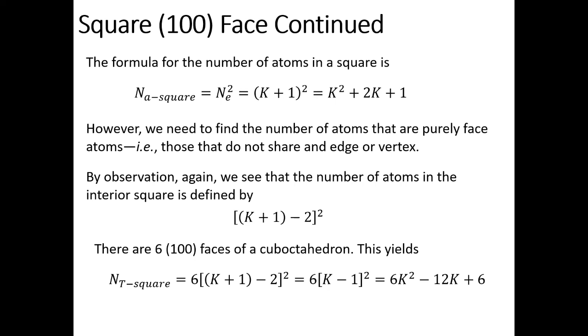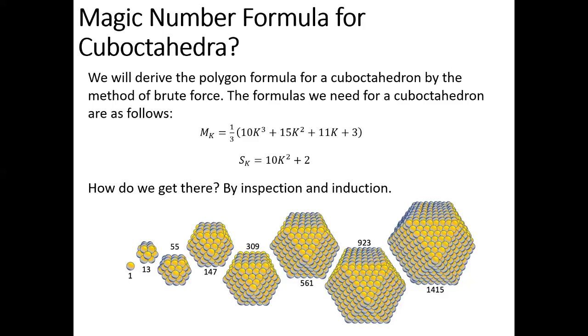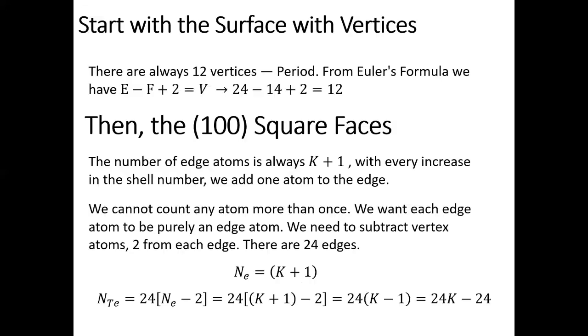So if k is 1, okay, all I know is it works. So let's go through. We got 6 of those guys. Okay, so anyway, there are 6 100 faces of a cube octahedron. This yields the number of atoms in the interior square is defined by k minus 2. And that makes sense because if k is 2, there's no interior, yeah. Look at it this way, guys.